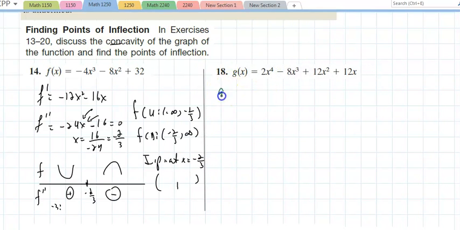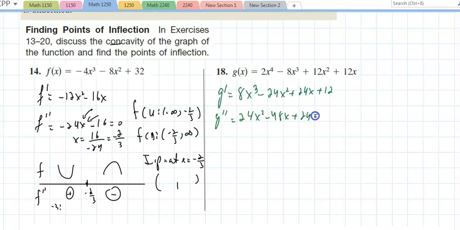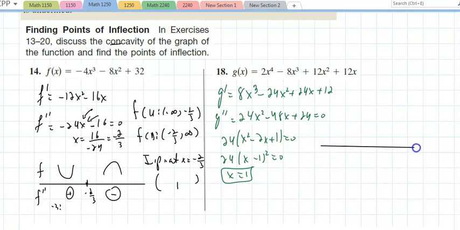18 is another example. If I take the first derivative, that is 8x cubed minus 24x squared plus 24x plus 12. And if I take another derivative, I'll get 24x squared minus 48x plus 24. I want to know where that equals 0, but this is defined everywhere, so there's no point in testing where it is undefined. You factor a 24 out of that, you'll have x squared minus 2x plus 1. So this is 24 times (x minus 1) squared equals 0. That means x must be 1. And this is a possible inflection point. Let's test and make sure.